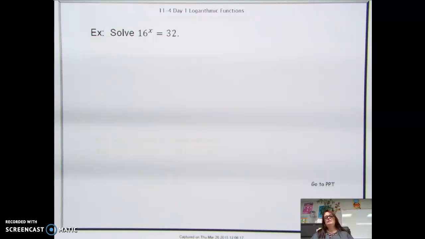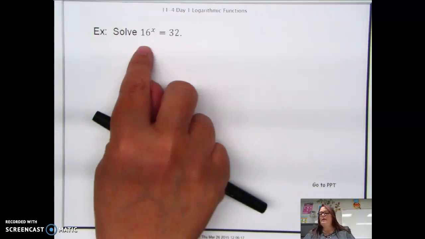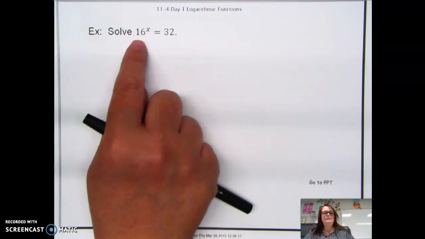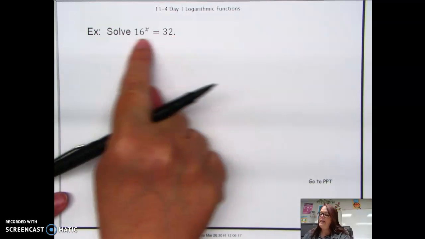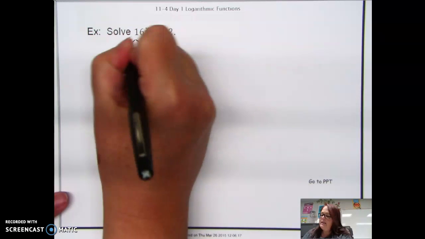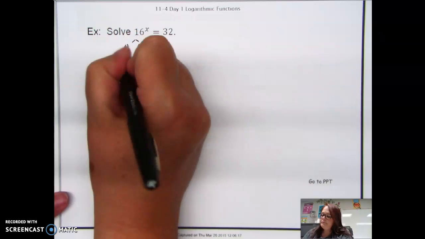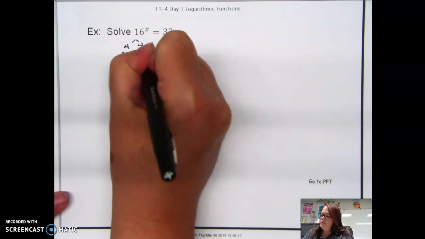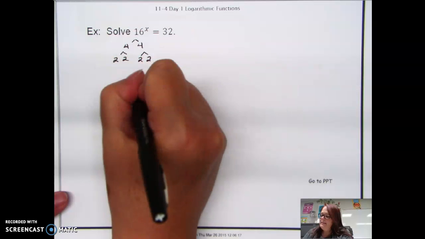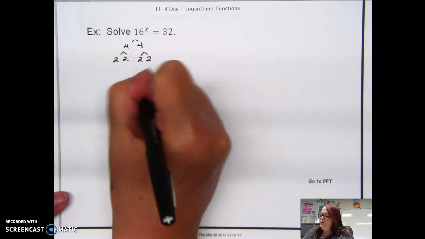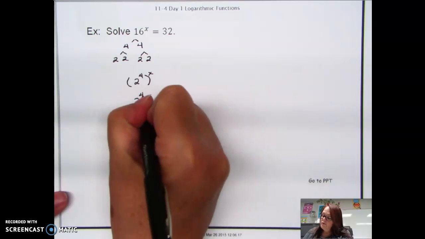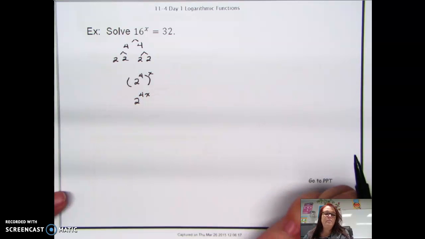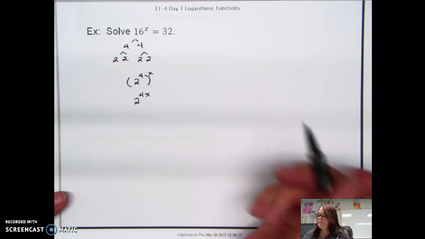So if we're trying to solve this right now, I can't divide by 16 because this isn't 16 times x, this is 16 to the power of x. So what we want to try to do is get to have their bases be the same. So 16 is 4 times 4, and 4 is 2 times 2. So I can say that 16 is 2 to the 4th, and that's to the x power, or I could say 2 to the 4x, knowing that a power of a power tells me to multiply.